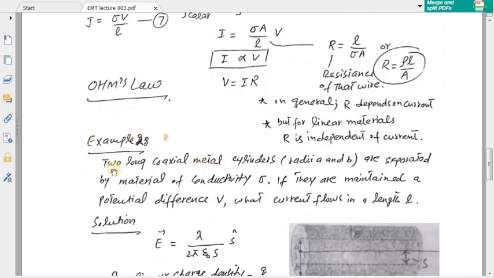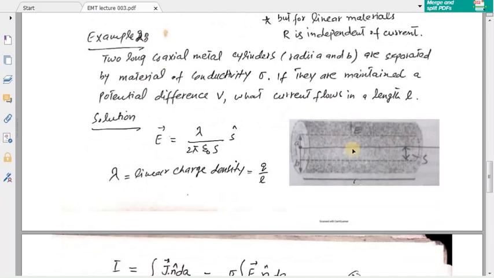Let us consider another example. Two long coaxial metal cylinders A and B are separated by a material of conductivity sigma. If they are maintained at a potential difference V, what current flows in the length L? Now, come toward the solution. As you see in the figure, there is a cylinder whose radius is A and another cylinder whose radius is B. This is the central axis. S is the distance from the central axis and s-hat is the direction.